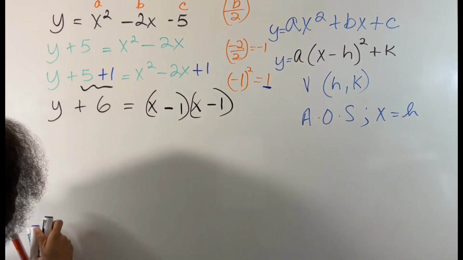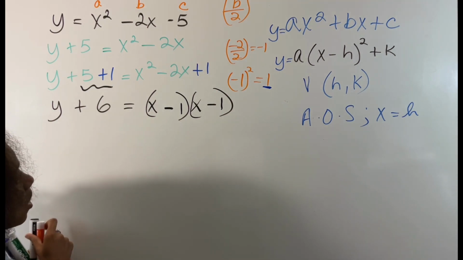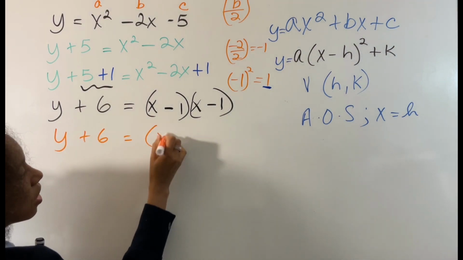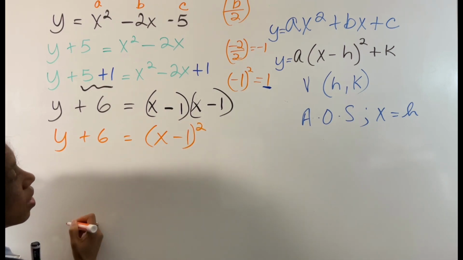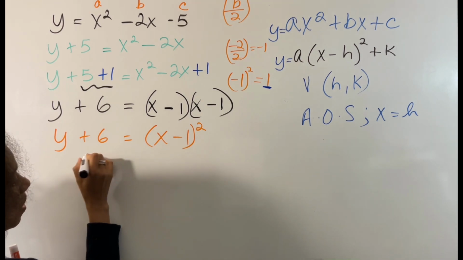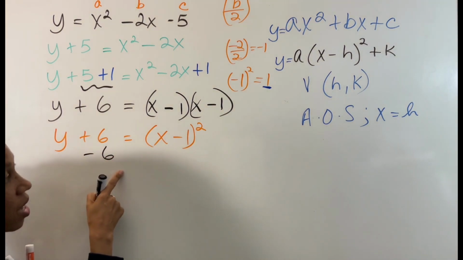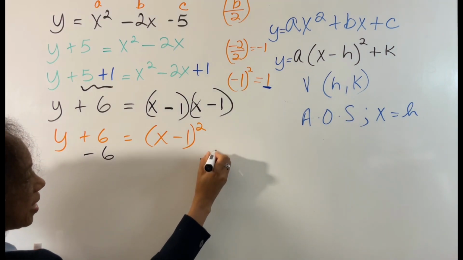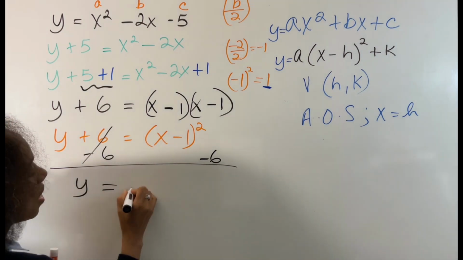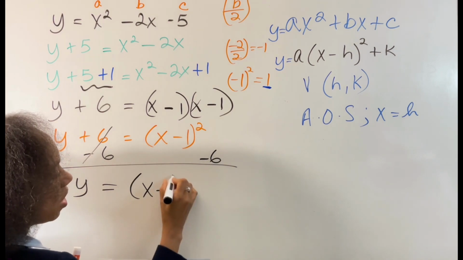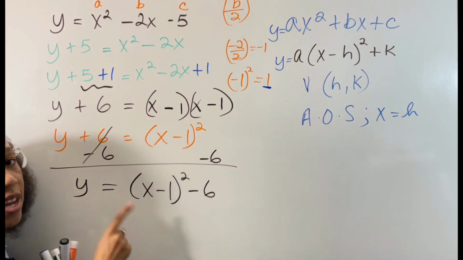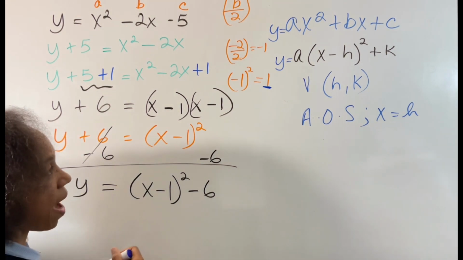The next step that I need to do is that I'm going to rewrite this such that I will end up having it as simply a square. And what I need to do next, I need to get rid of this 6. So in order to get rid of the 6, I'm going to simply do the opposite sign of it. And I'm going to do it on the other side also. So now I can do this. This cancels out. I'm going to be left with y equals (x minus 1) raised to the second power minus 6. And from this, I can now go ahead and identify my vertex.